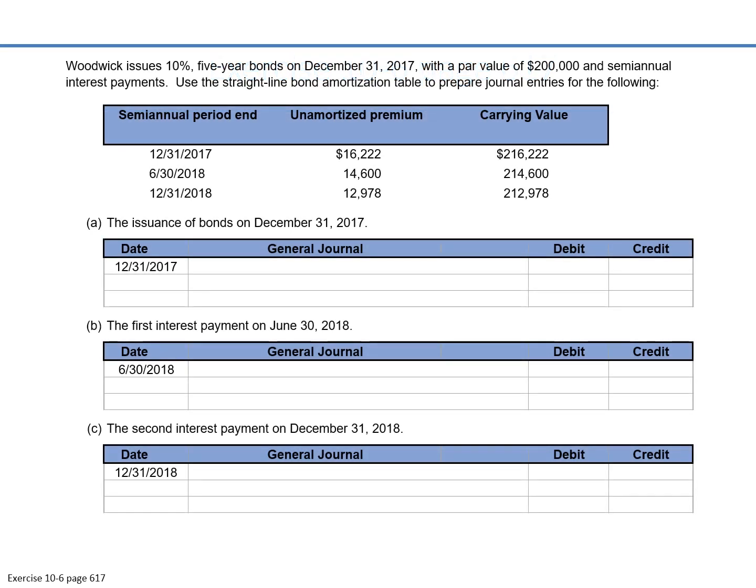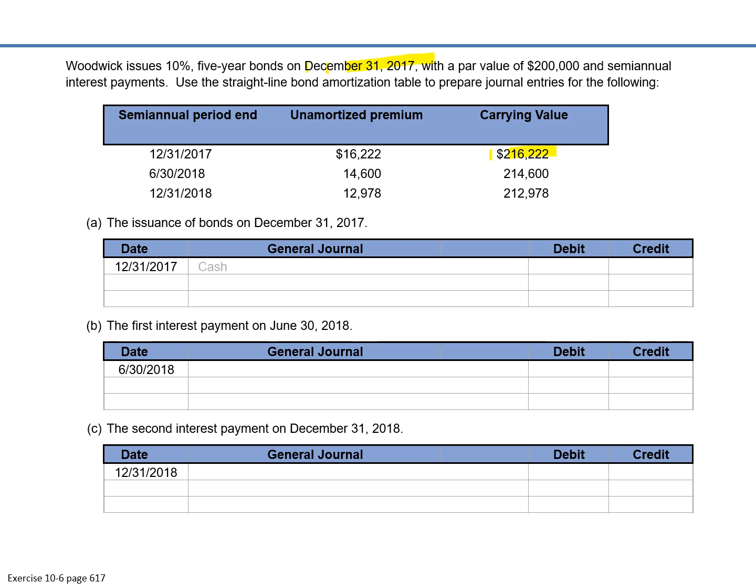All right, exercise 10.6. Woodwick issues 10% 5-year bonds on December 31st, 17, with a par value of $200,000 and semi-annual interest payments. Use the straight line bond amortization table to prepare journal entries for the following. All right, issuance of the bond. They tell us what we start our carrying value at on December 31st, right?